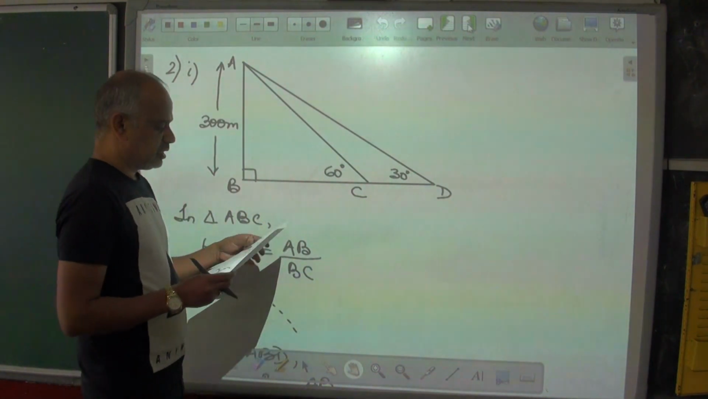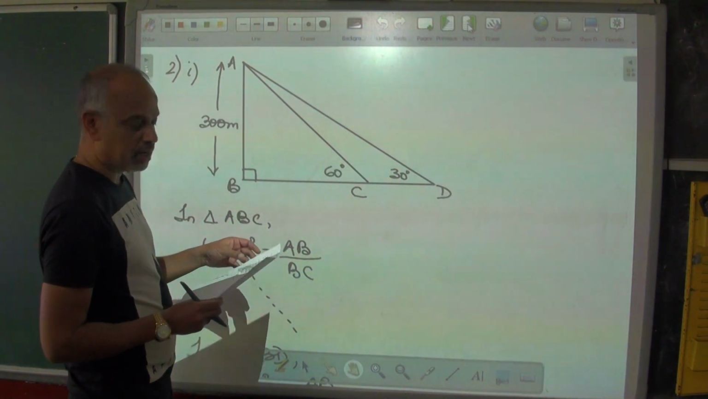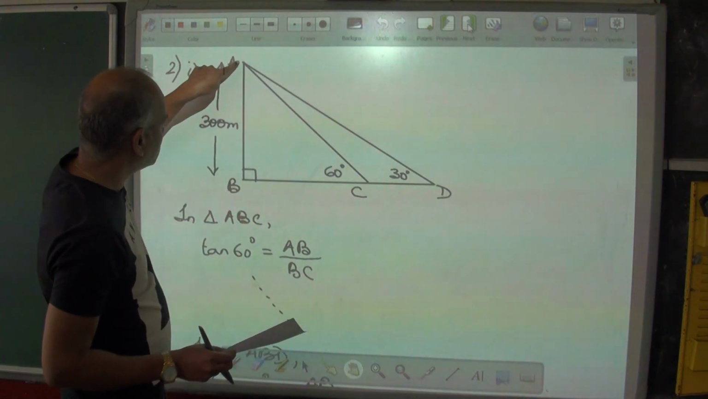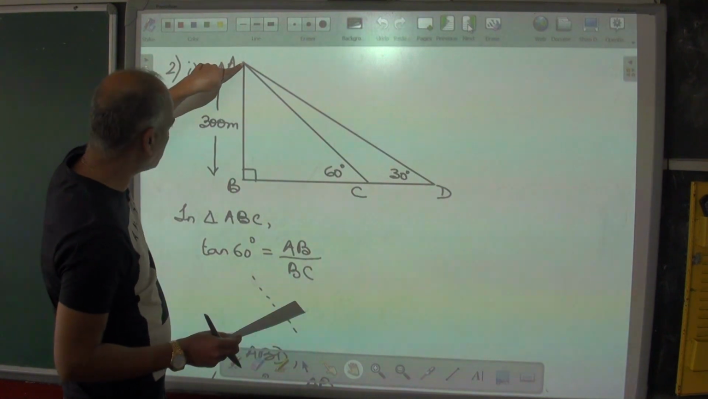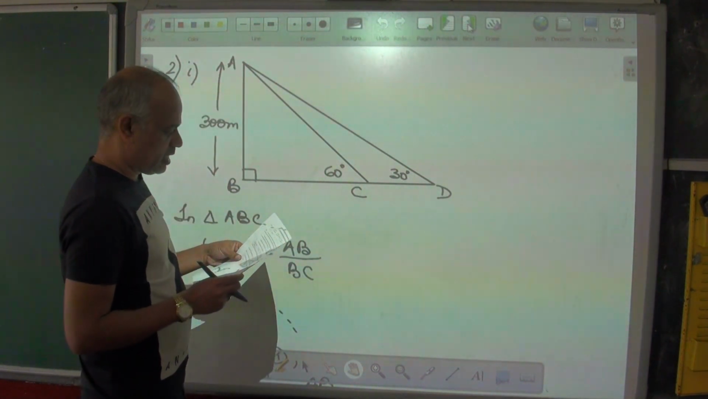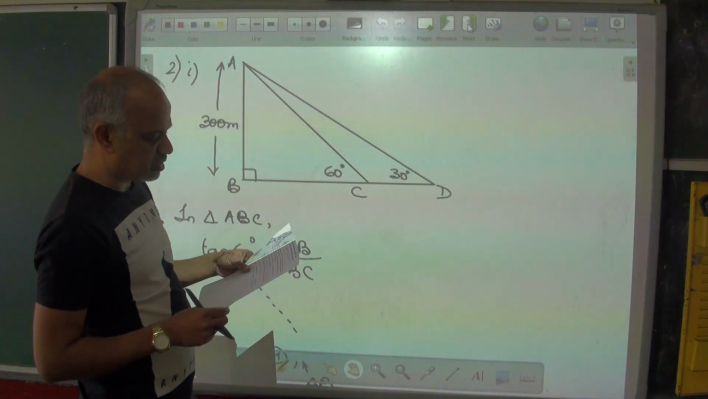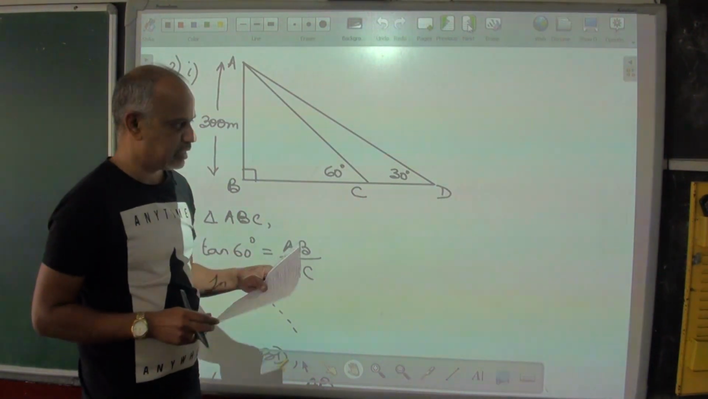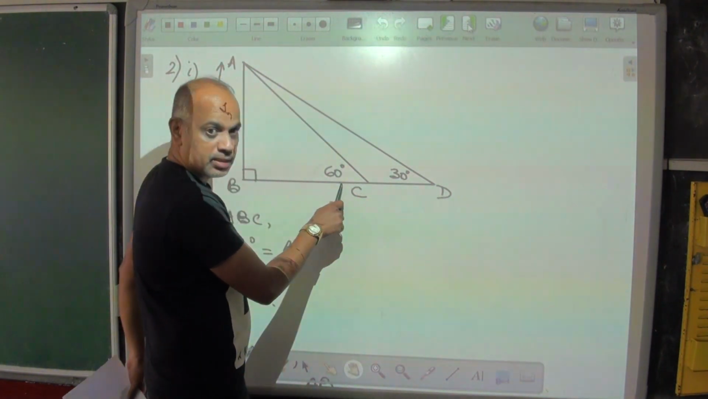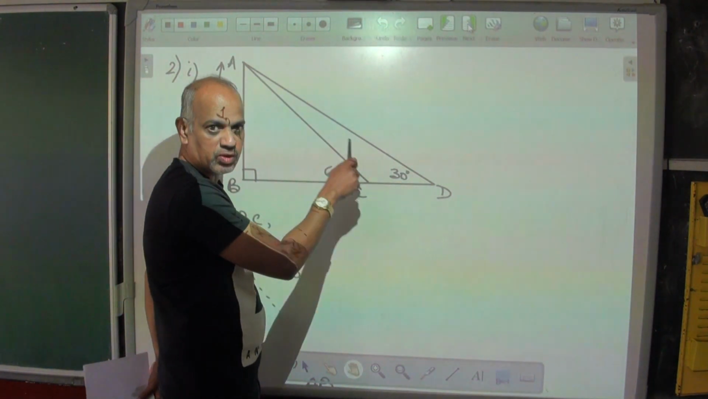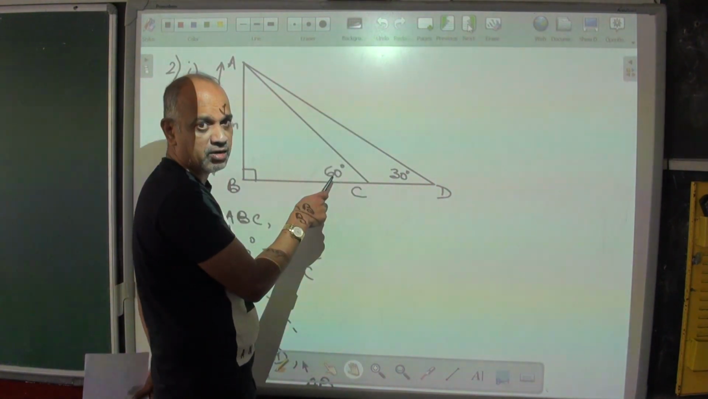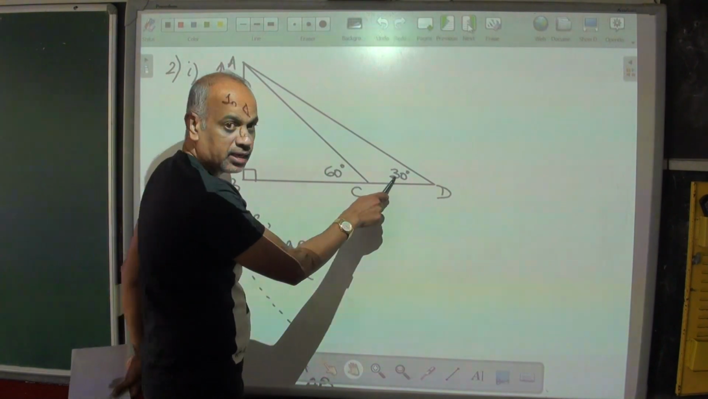Now, it says from the top of a temple 300 meters high. This is the temple. This is the top of the temple. From the top of the temple, which is 300 meters high, the angles of depression of two idols are 60 and 30 degrees. There are two idols at C and D. One angle of depression is 60, the other is 30. Instead of marking the angle of depression, I have straight away marked the angle of elevation at 60 and 30.